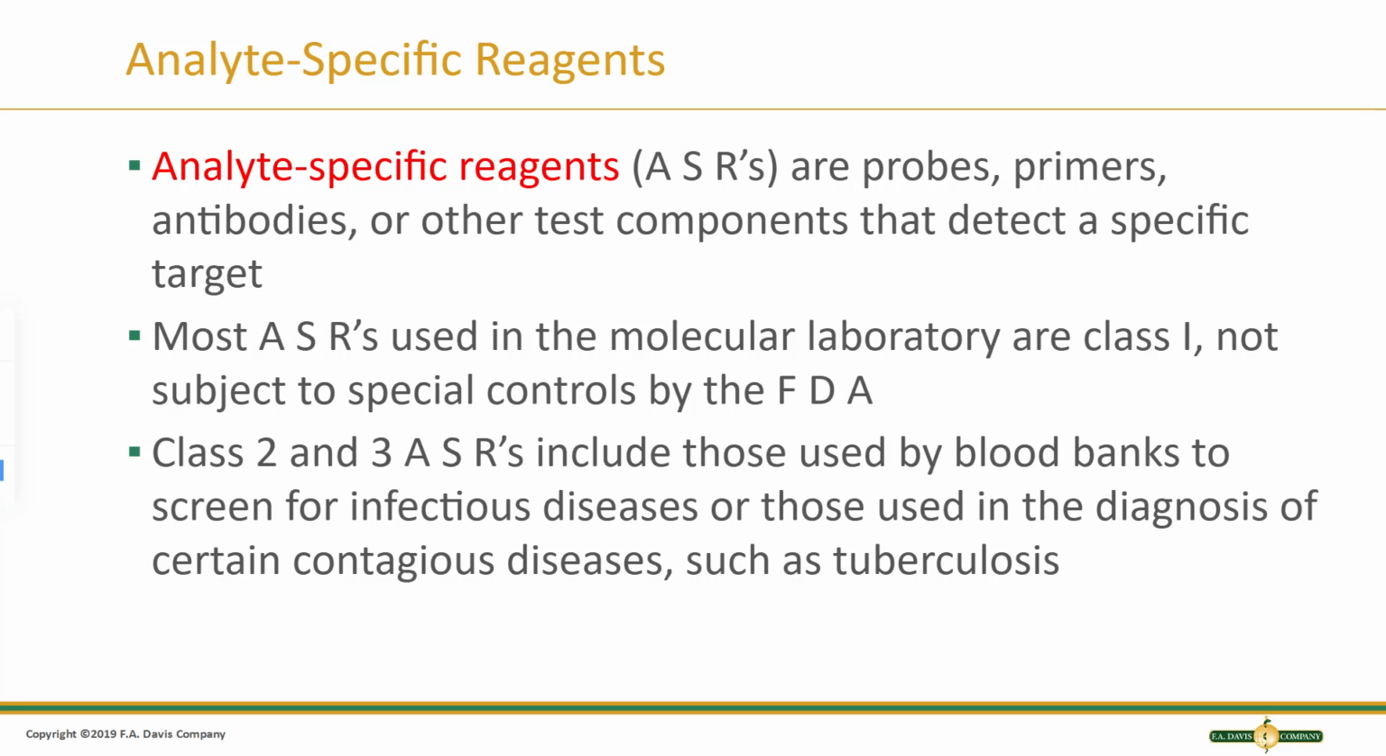Analyte-specific reagents are probes, primers, antibodies, or other test components that detect a specific target. A target would be one of those sequences of DNA that we're looking for. Most ASRs used in the molecular laboratory are Class 1, and they're not subject to controls by the FDA. Class 2 include those used by blood banks to screen for infectious diseases, or those used in the diagnosis of certain contagious diseases such as tuberculosis.